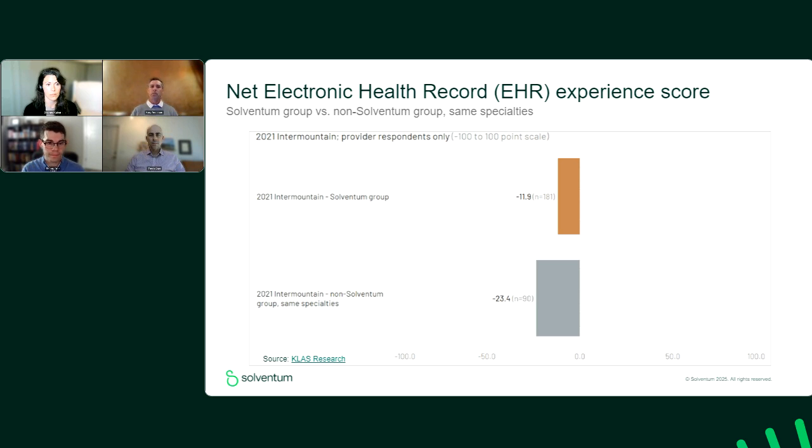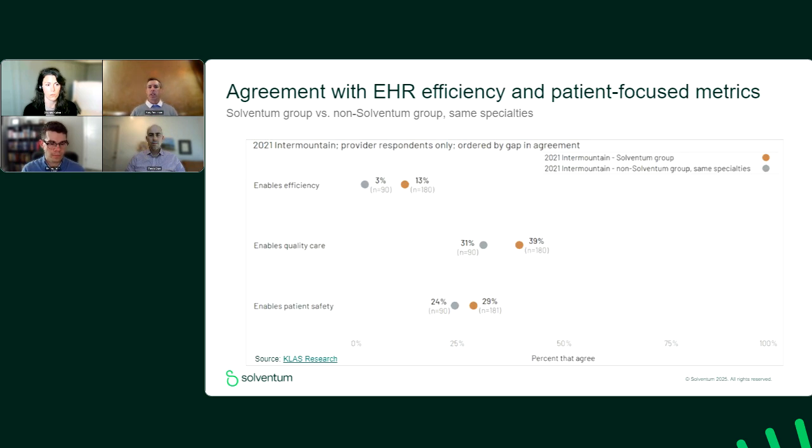And then you can see a few of the other metric points or data points that were measured here. Did this enable efficiency? Again, starting to get there. Are there then things maybe we could circle back and optimize or improve or enhance? For sure. Is it enabling quality care? Again, a marked improvement between the Solventum group and the non-Solventum group. And then does this enable patient safety? Again, an improvement in the Solventum group compared to the non-Solventum group.